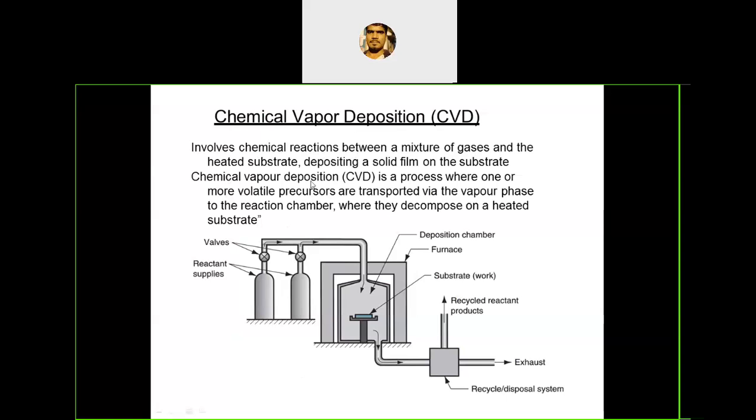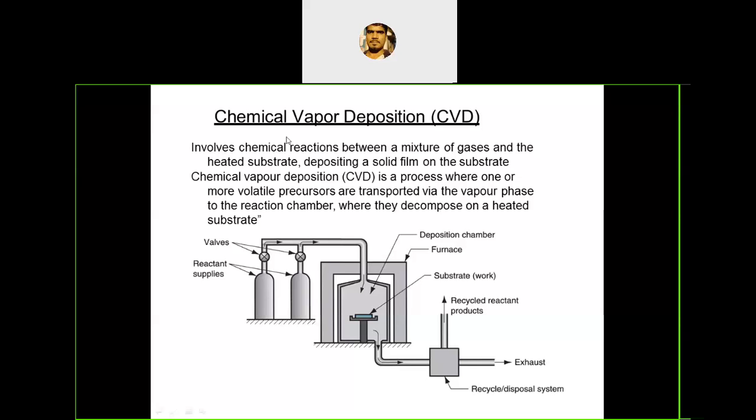This chemical vapor deposition or CVD is a process where one or more volatile precursors, that is the gases or reactants, are transported through the vapor phase. Here also there are vapors. There is no liquid or solid. Only gaseous vapors are deposited, and this entire thing takes place in the reaction chamber, it may be with the help of vacuum or without the help of vacuum. And this is what we call chemical vapor deposition.